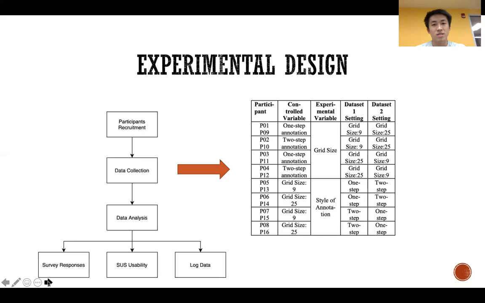For the purpose of this study, we tested the usability of the visual annotation tool. On the left is the experimental workflow for this experiment. We first recruited participants, collected data, and analyzed the data, which can be categorized into survey responses about the system, SUS usability, and the system data, i.e. log data. For the participants, we divided them into certain groups to test the different settings of the system.